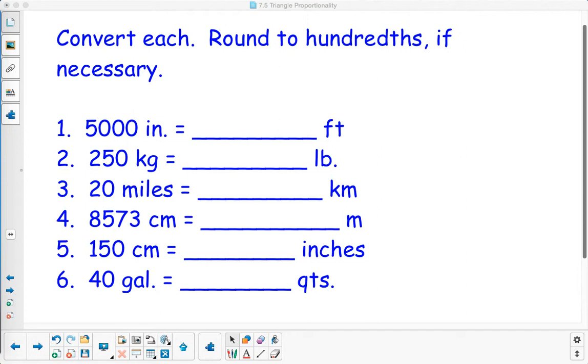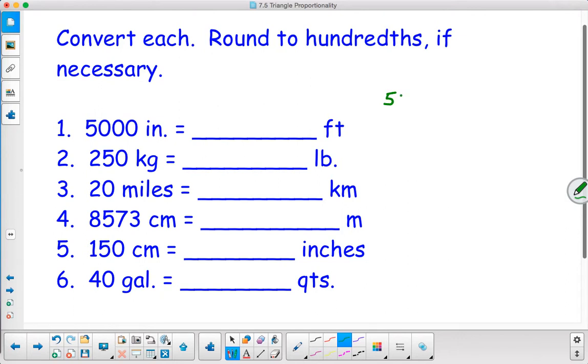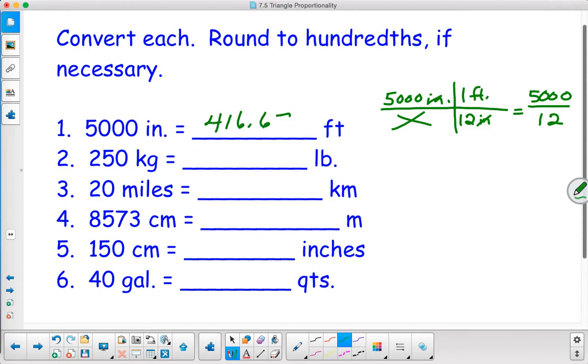The first one is 5,000 inches into feet. Your tracks, you would go 5,000 inches. Nothing on the bottom here. Okay, so we will put 12 inches is the same as 1 foot. The inches cancel, so we'll be in feet. When I multiply across the top, I get 5,000. Multiply on the bottom, there's really not anything to multiply. So 5,000 divided by 12, to the nearest hundredth, would be 416.67.